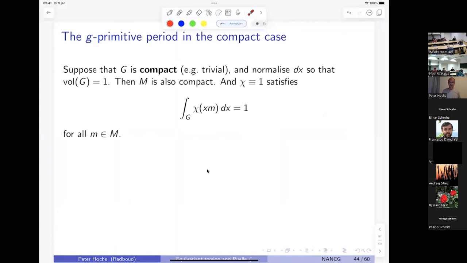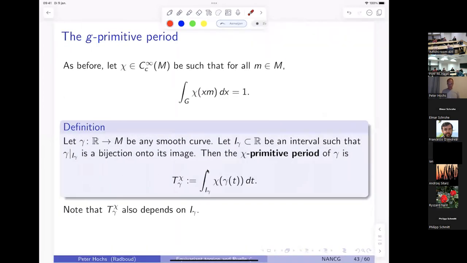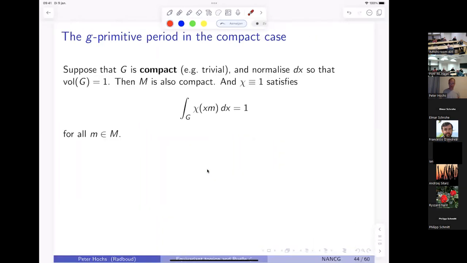Don't you assume that this interval is the shortest one, in a sense? Let I be an interval such that gamma... is a bijection to its image. Yes, it's a bijection to its image. So it's any such interval? Yes, so this thing depends on I gamma. But I'm going to write out an expression later, and the total expression will not depend on those choices. It will also give a version of Fried's conjecture and have nice properties in general. So this is not so obvious right now.